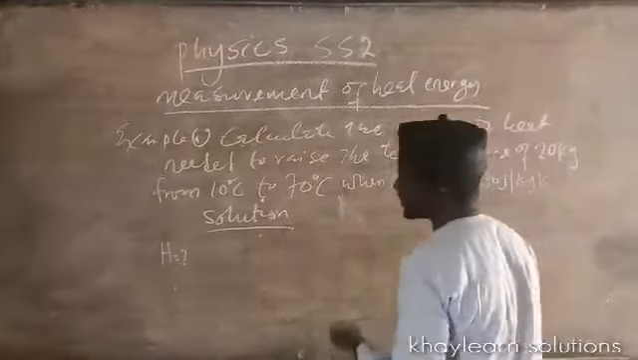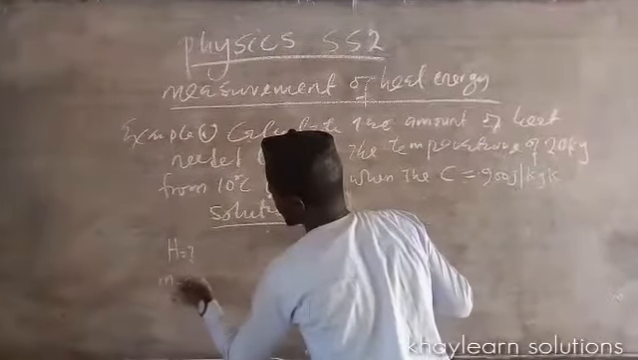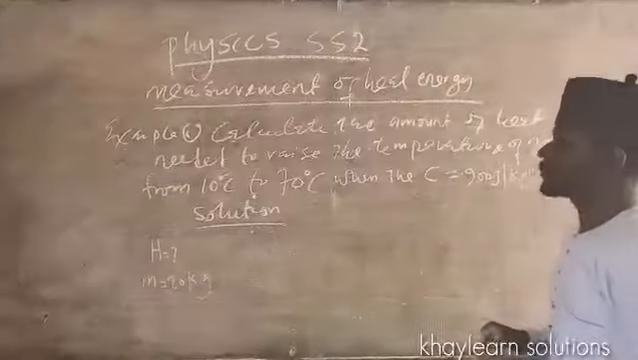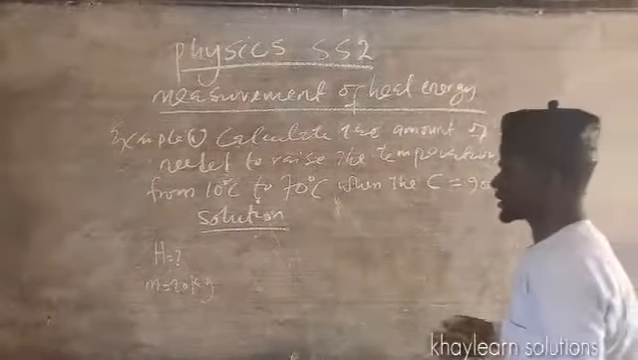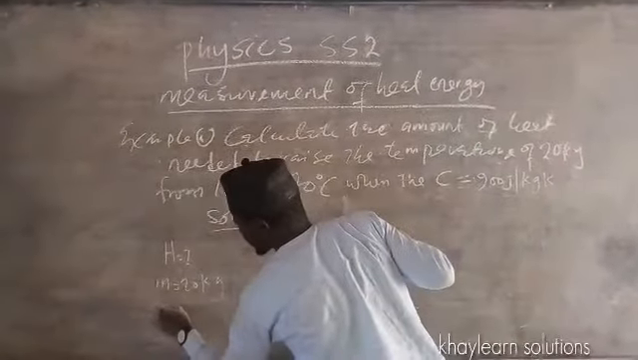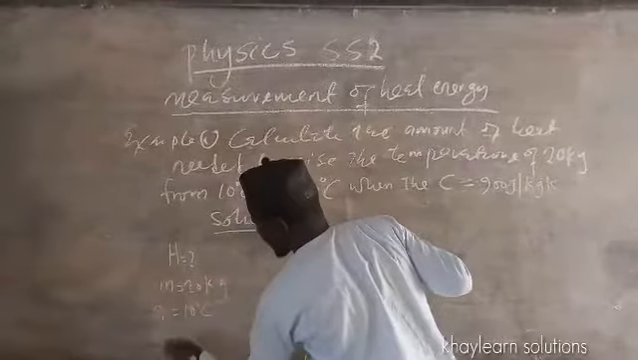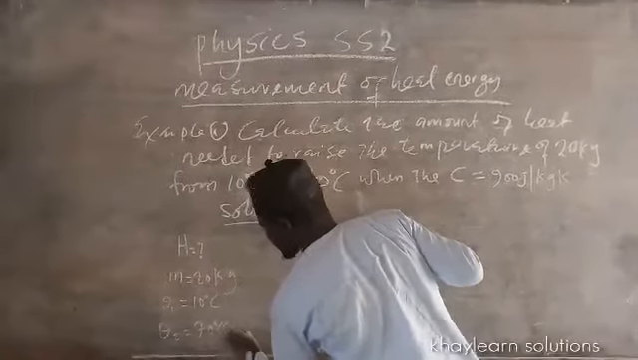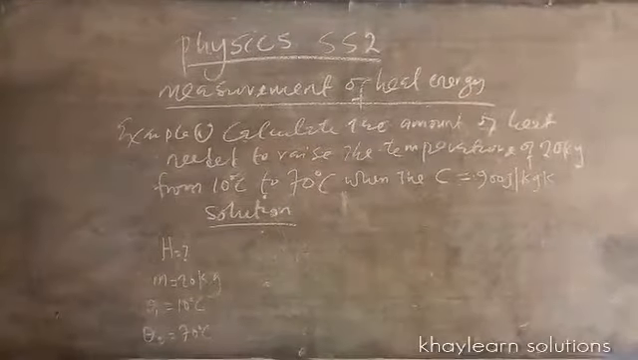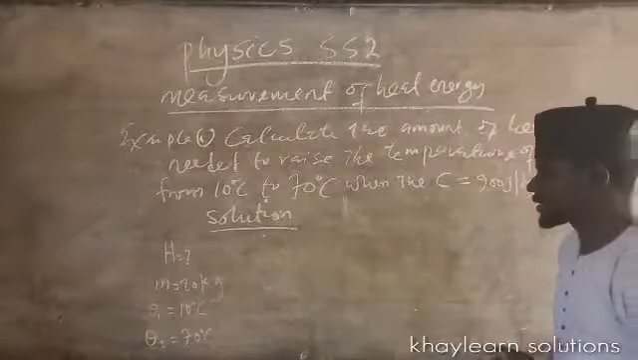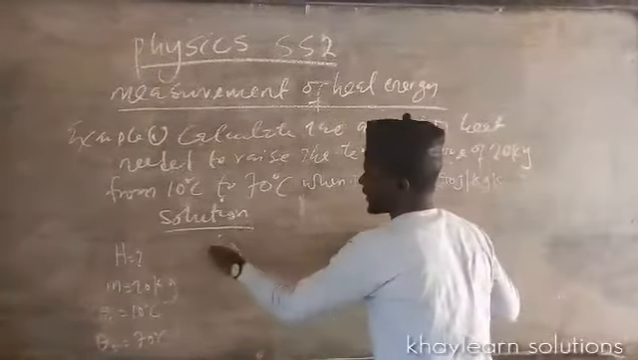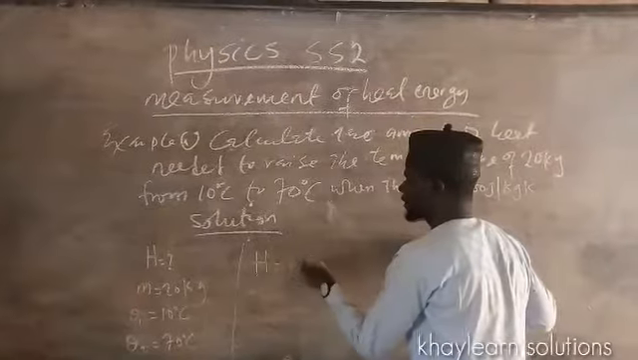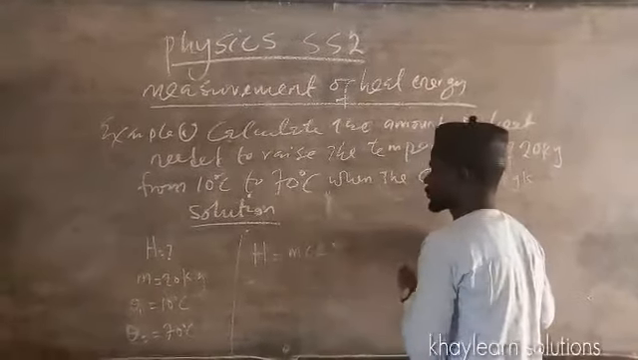of a mass of 20 kg, that is M equals 20 kg. Temperature theta 1, which is 10 degrees Celsius, and theta 2 equals 70 degrees Celsius. So we can easily get our H by using this relationship: H equals MC, change in temperature.